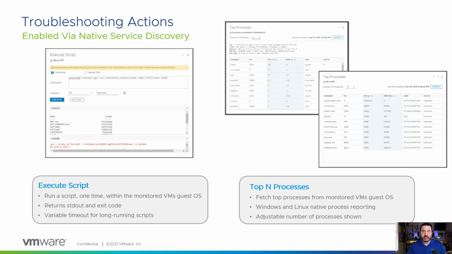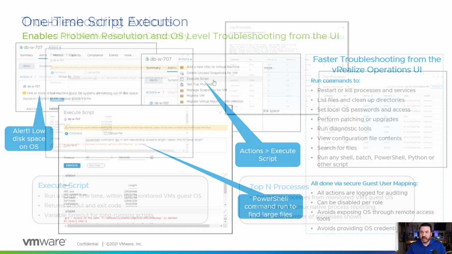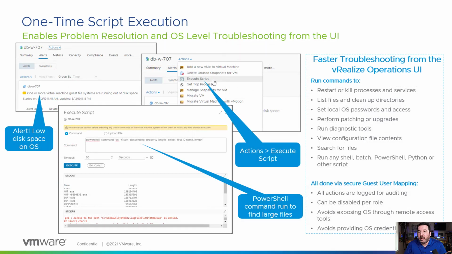So we do have a lot of security built around that within vRealize Operations. Taking a closer look at the script execution here, within the virtual machine actions drop-down menu, the execute script option is available. Here we're looking at a virtual machine that got an alert that says one or more guest file systems is running out of space. Well, I can go into the virtual machine and execute a script here.